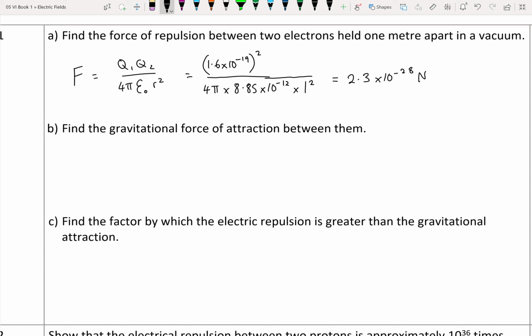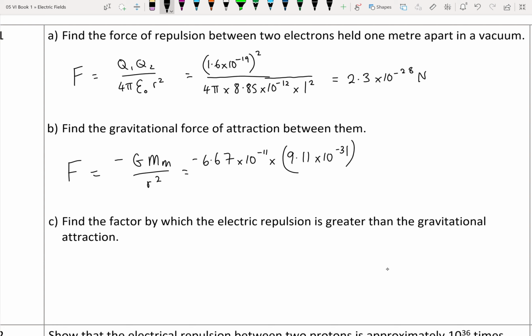Find the gravitational force of attraction between them. So this is what we had been doing previously, G m squared over r squared. So G is 6.67 times 10 to the minus 11, multiplied by the mass of an electron, which is 9.11 times 10 to the minus 31.